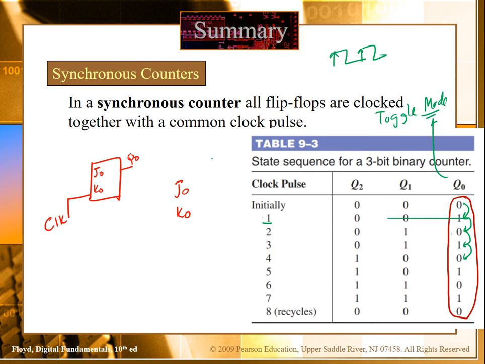So how can we achieve the toggle mode? If we make J0 equal to 1 and K0 equal to 1, that is, if J and K both are 1, how can we achieve 1? If we connect them to the high state, then this LSB flip-flop will be operating in toggle mode. So this is basically the implementation for this output.